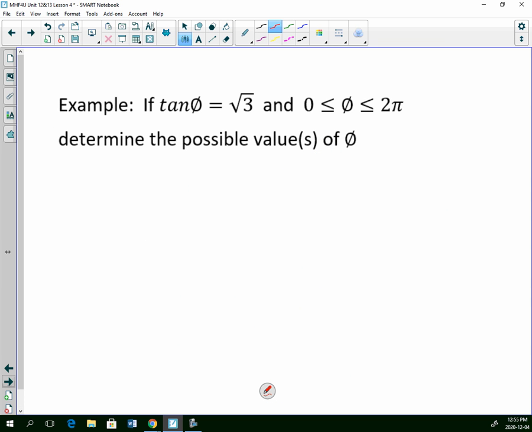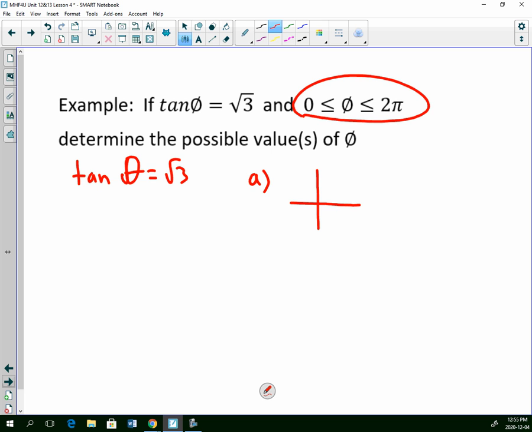Okay, if tan theta equals root 3, find the possible values. And you'll notice the interval is still from 0 to 2 pi, so we're just going around once. So I'm going to determine what quadrant using my cast rule. So my tan ratio is positive. So tan is positive in quadrants 1 and 3.